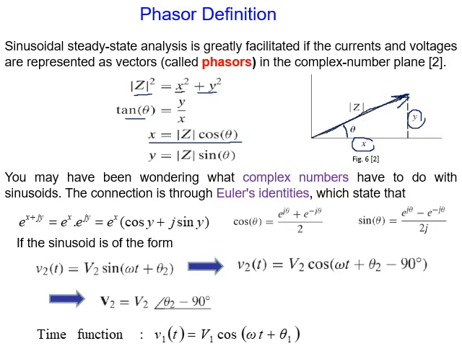The horizontal part is z cosine theta, and y is the vertical part, which is z sine theta. You learn this from complex numbers in level 1. Okay, now let's have a look at this.